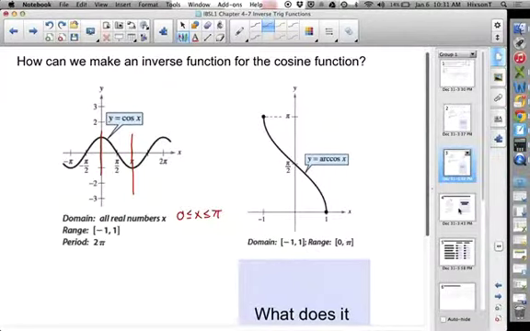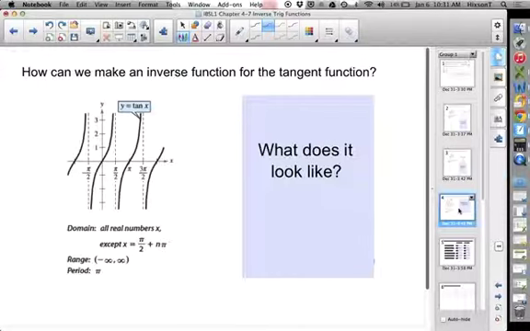Alright. See if you can't figure out tangent. You can do negative pi over 2 till pi over 2. Yeah. And in this case, it won't actually be equal to, we'll just have an open interval here, because we have asymptotes at negative pi over 2 and pi over 2.